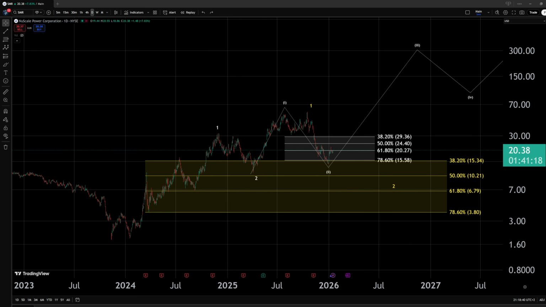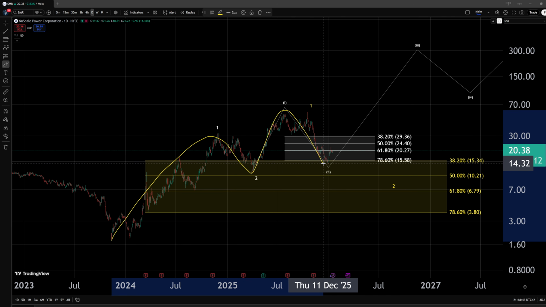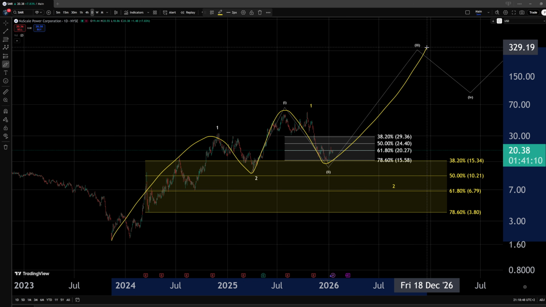In this video we are looking at Nuscale Power. It is time for another update, and on this chart we have been tracking this idea of a double 1-2-1-2 setup that would expect a third wave to follow after.